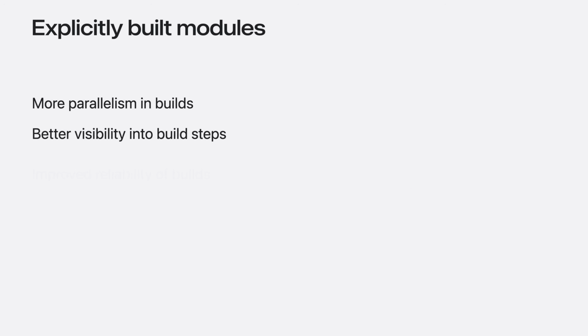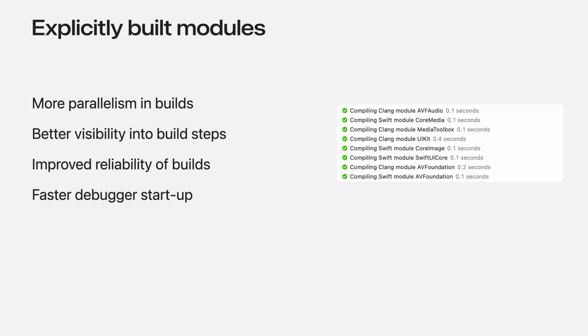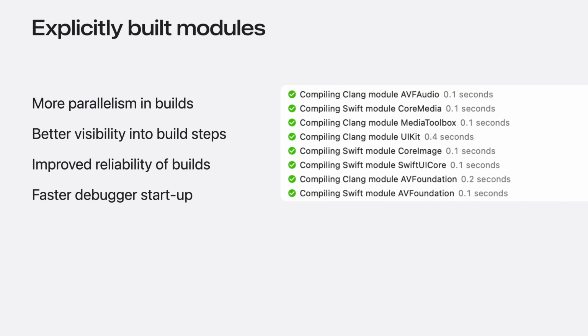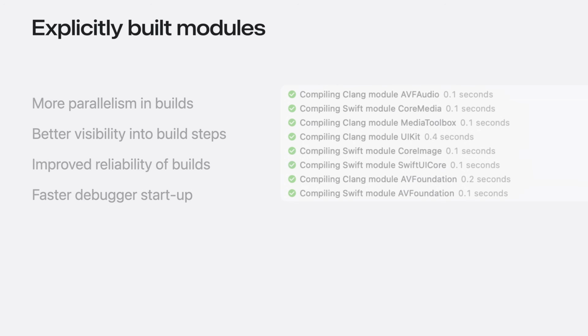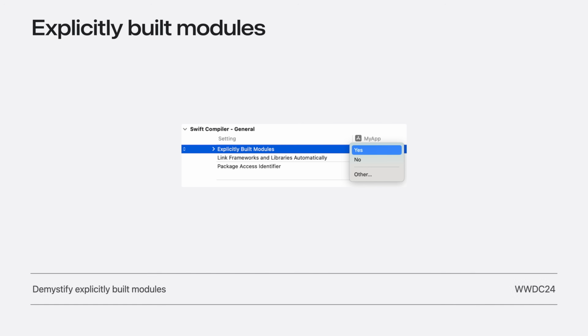Explicitly built modules turn those implicit steps into explicit build steps. This means that the module builds can be performed in parallel, and that they show up clearly in the build log. The result leads to more predictable and reliable builds. The debugger can now share binary modules with the build, resulting in a faster debugging. Explicit module builds can be enabled in Xcode build settings. To learn more, please see Demystify explicitly built modules.